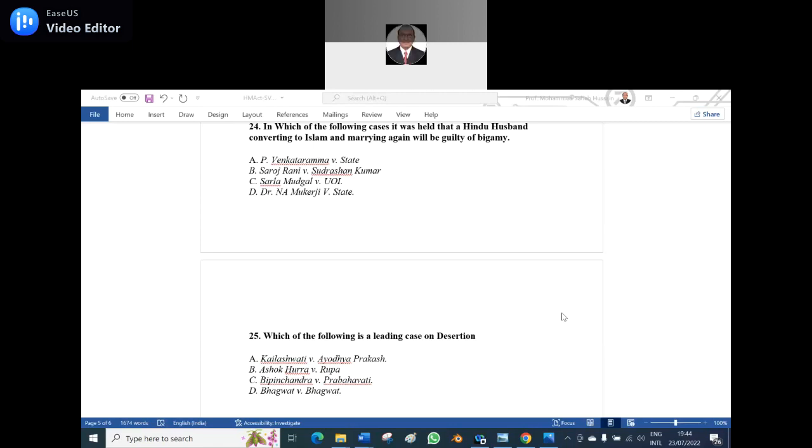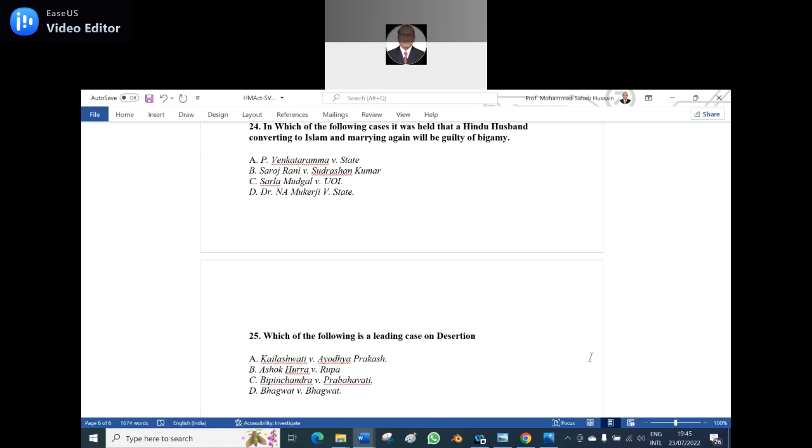25th question. Which of the following is a leading case on desertion? Option A, Kailashwati versus Ayodhya Prakash. Option B, Ashok Hurra versus Rupa Hurra. Option C, Vipin Chandra versus Prabhavati. Option D, Bhagavat versus Bhagavati. Option C, Vipin Chandra versus Prabhavati is the correct answer regarding the case of desertion.